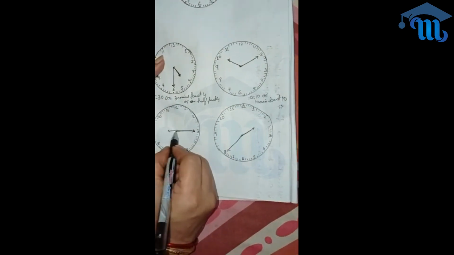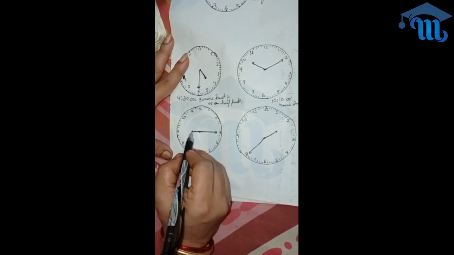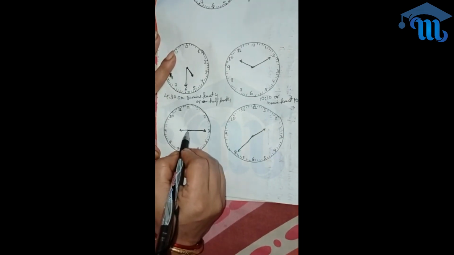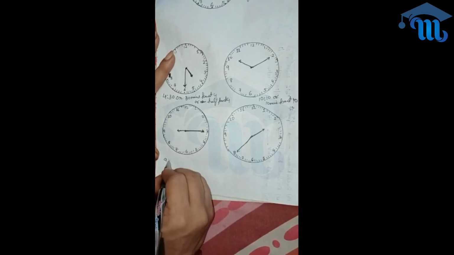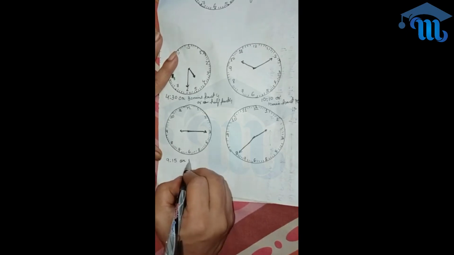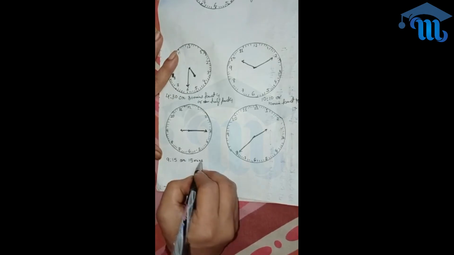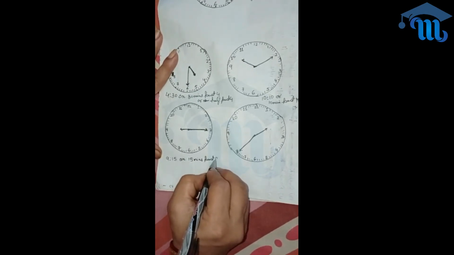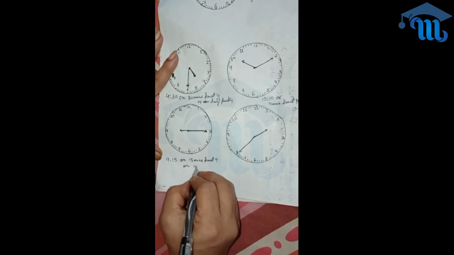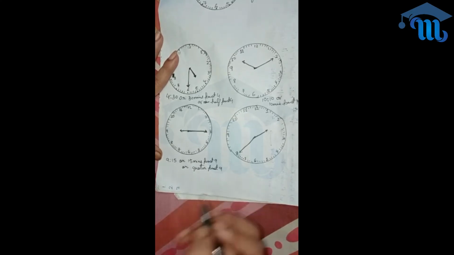Okay, this is another clock. See what is the time. The hour hand is at 9 and the minute hand is at 3. So the time is 9:15, or 15 minutes past 9, or we can also write it as quarter past 9.